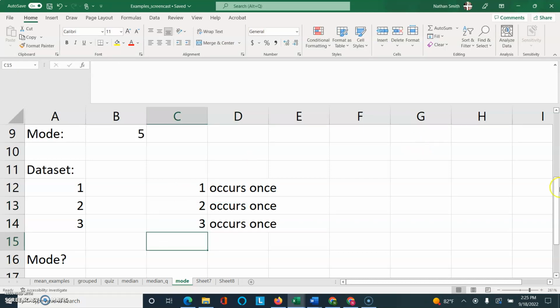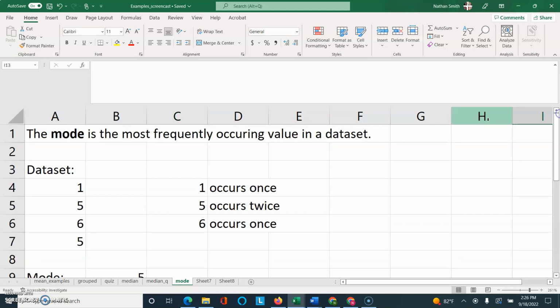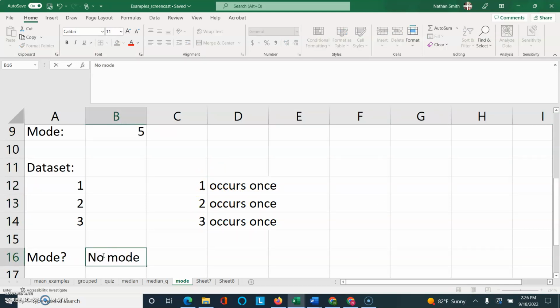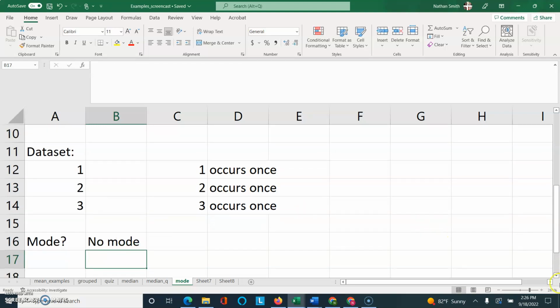Now, this is kind of a trick question. Let's go back and look at the definition again. The most frequently occurring value. Since in this data set there is no most frequently, they all occur with equal frequency, we actually say that there is no mode. It's just literally just undefined for this data set.